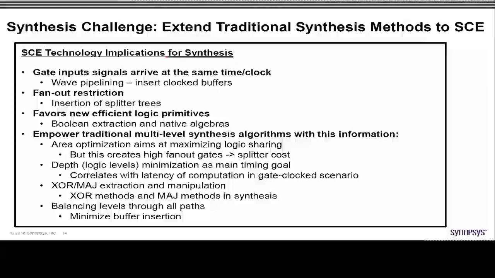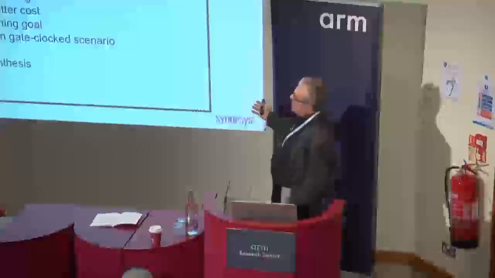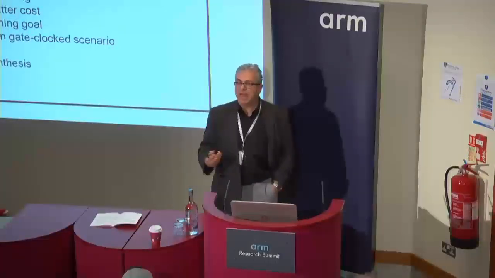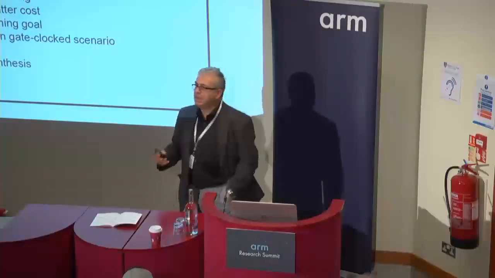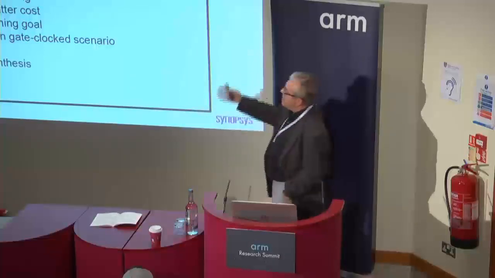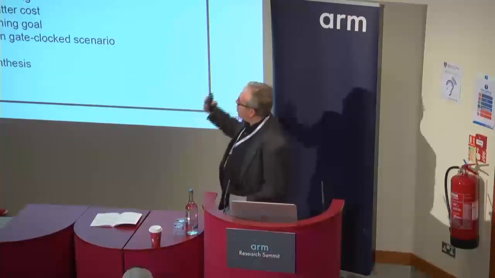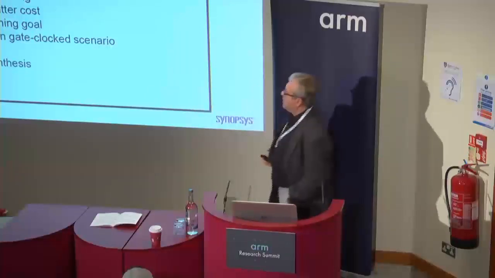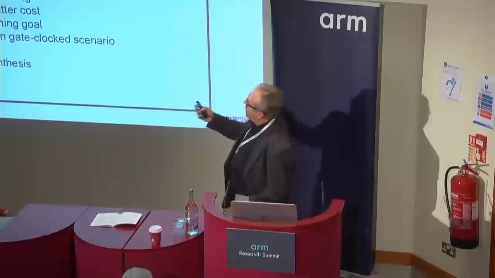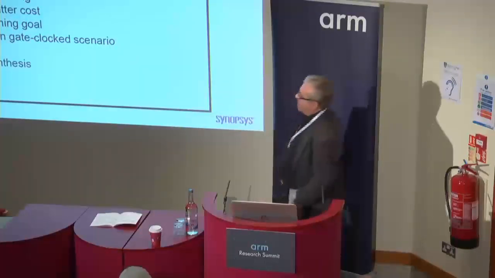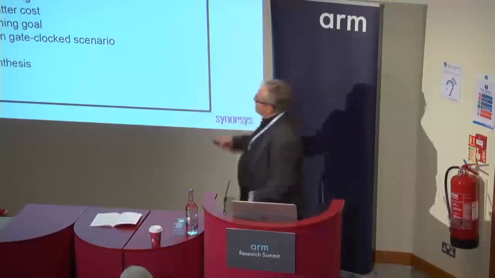For example, the AQFP that I mentioned, which is adiabatic switching, lends itself to a special family of gates called majority gates that are very efficient for synthesis. ERSFQ, on the other hand, you cannot construct majority gates in it at all, so you have to rely on XOR-based cells and so on.